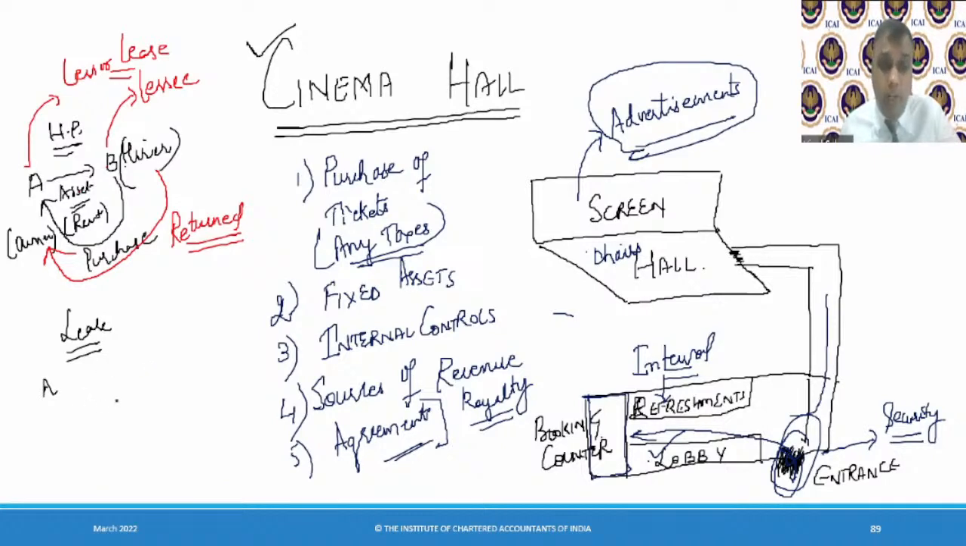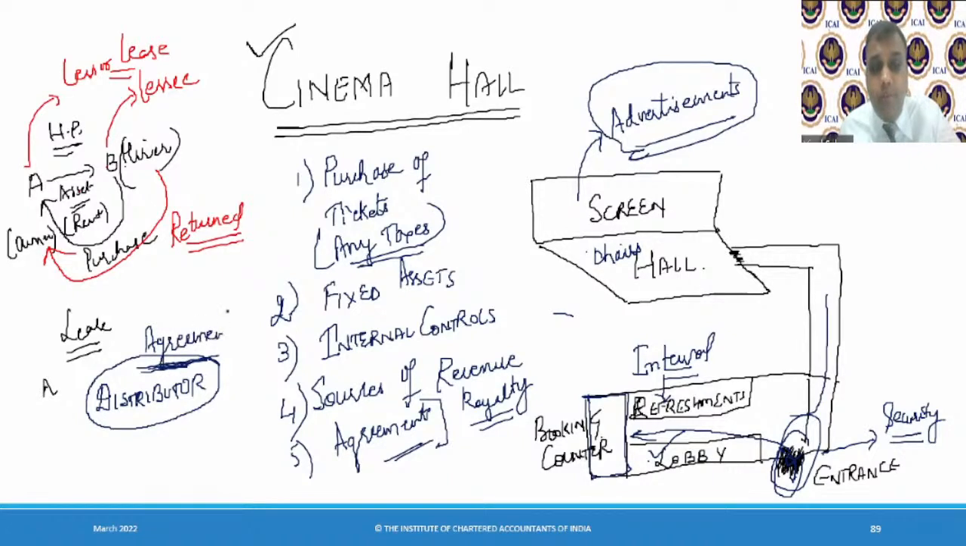And the most important point is the agreement with the distributor. What share of the revenue from the sale of tickets is being retained with the cinema hall? What is the agreement with the distributor? So this is all what would be covered in the audit of a cinema hall. Let us delve in depth.